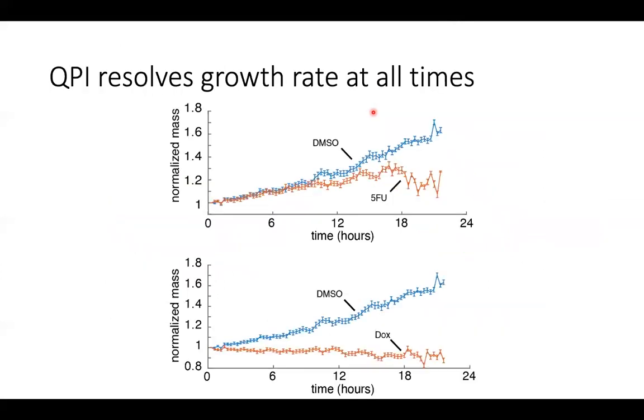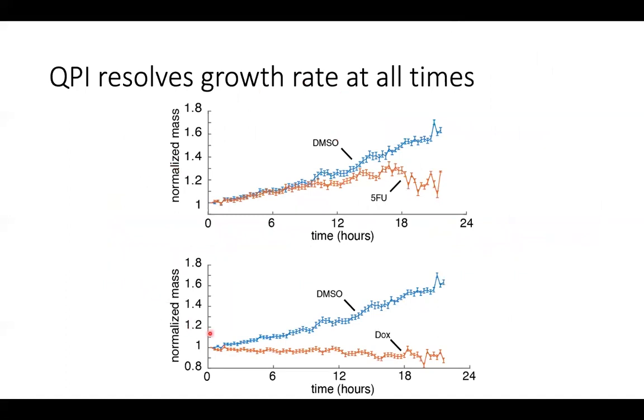Now that I've shown that there are strong similarities between the results of CellTiter-Glo and quantitative phase imaging, I want to return to the important advantages QPI has over CellTiter-Glo. Time-resolved growth dynamics allow us to see, for example, when a drug starts to affect cell growth. Two examples here are 5-FU and doxorubicin.